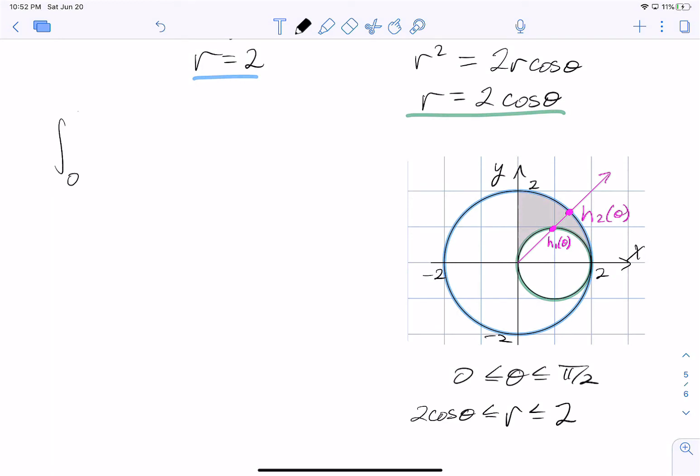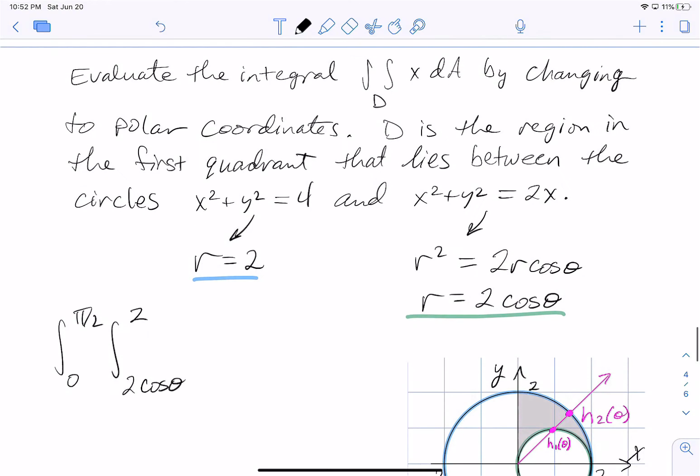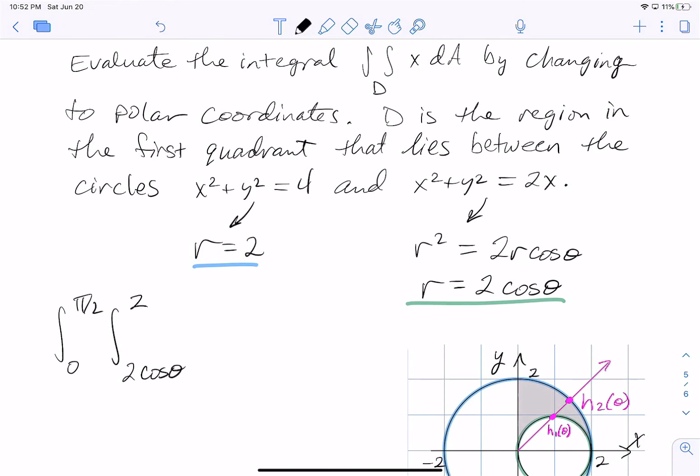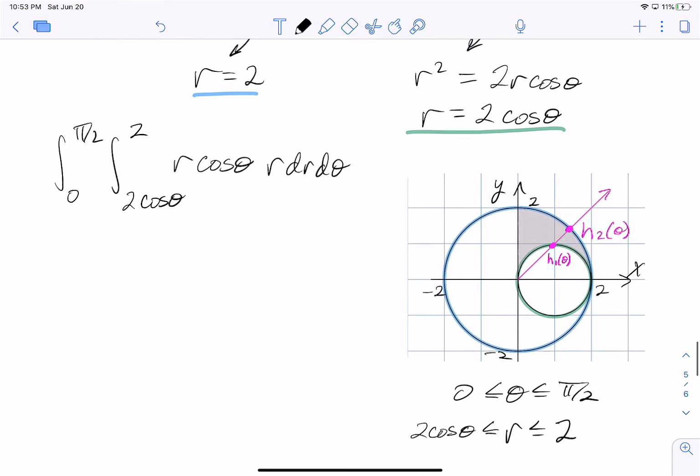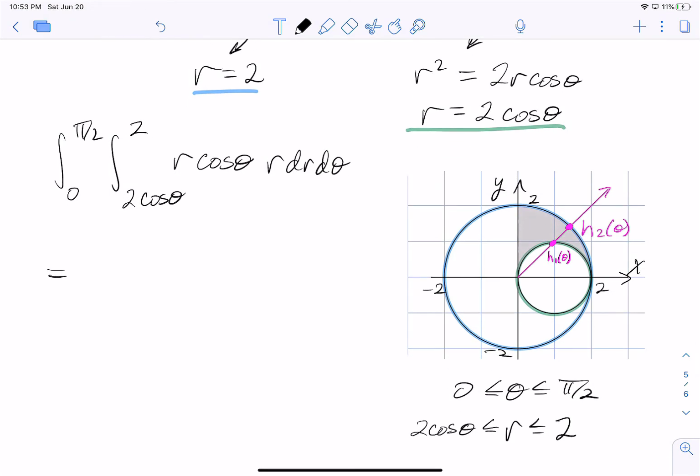Theta goes from 0 to pi over 2. r goes from 2 times the cosine of theta to 2. Our integrand is x. That's going to be replaced by r times the cosine of theta. And then dA is replaced by r dr d theta. Even though I could factor r out, I can't express this as a product of two integrals because we have a variable lower limit for r. It's 2 cosine theta.